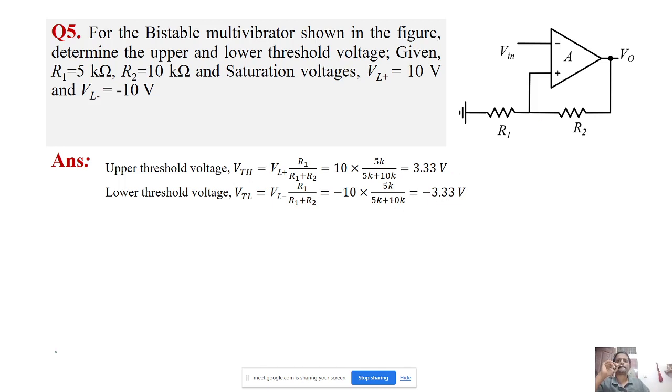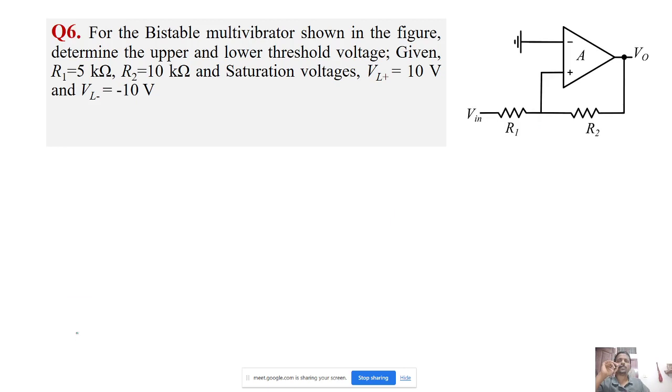Okay, now coming to the sixth question. For the bistable multivibrator shown in the figure, determine the upper and lower threshold voltage. So again it's a bistable multivibrator. Given R1 equal to 5K, R2 equal to 10K, and saturation voltages VL plus 10 and VL minus 10.